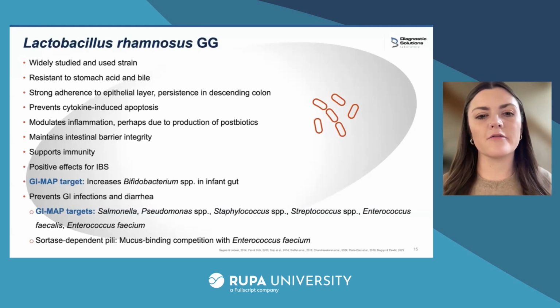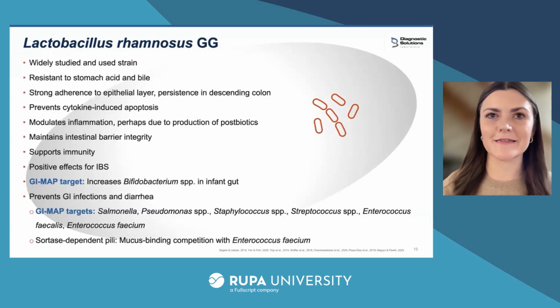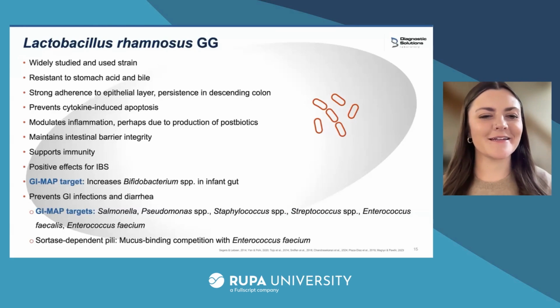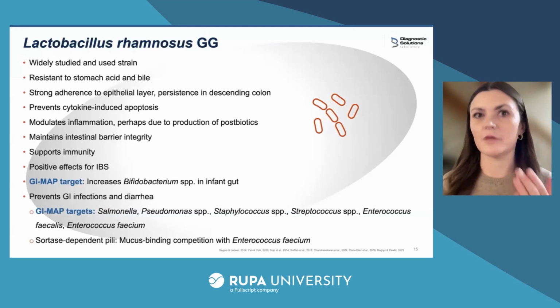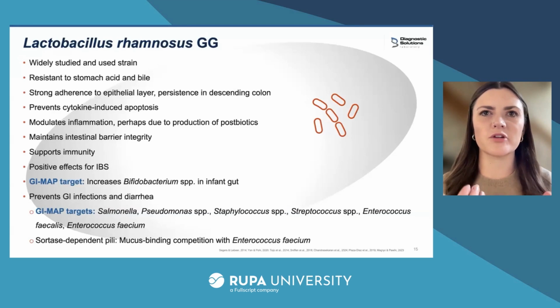There's a number of pathogens and opportunistic microbes on the GI map that we could consider. So things like Salmonella, Pseudomonas, Staphylococcus, Streptococcus, Enterococcus faecalis, and Enterococcus faecium. Lactobacillus rhamnosus GG and Enterococcus faecium have very similar pili that they use to bind onto that mucus. And so they can compete in that way. And then this strain also can promote macrophage activity against Enterococcus faecium.